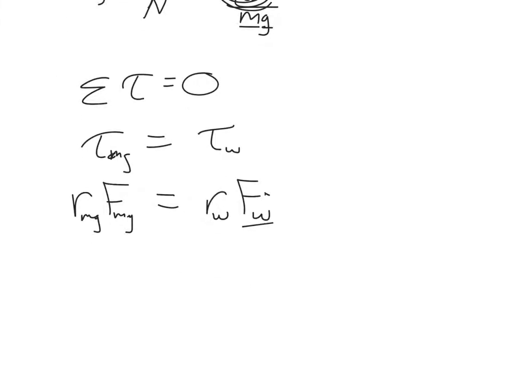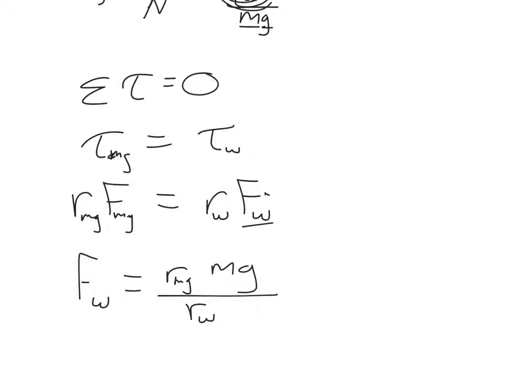That wall force will be equal to the radius at which gravity acts times the force of gravity, which in this case really is just mg, divided by the radius at which the wall acts.